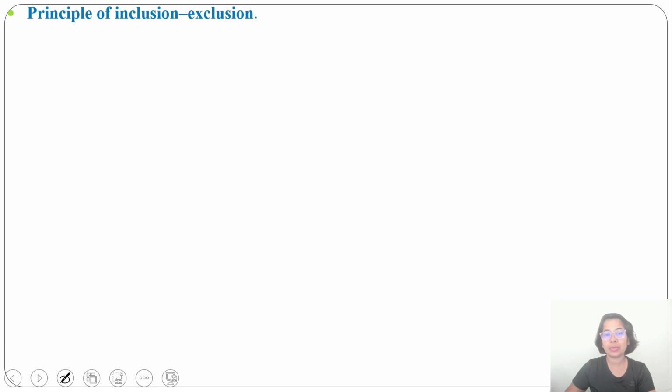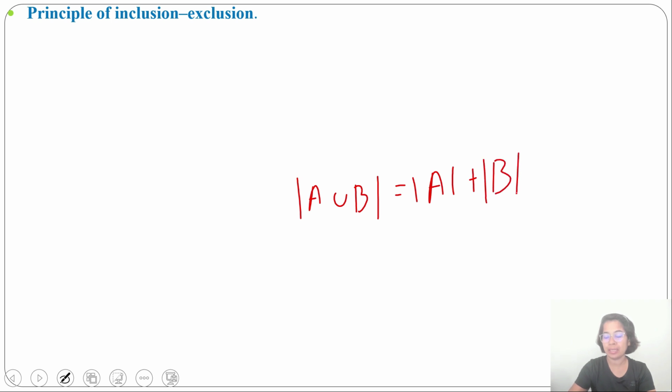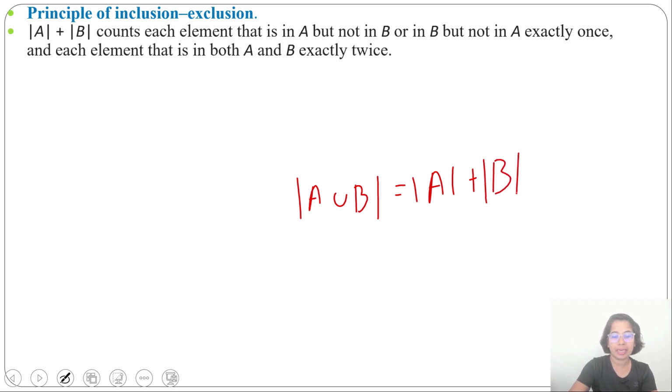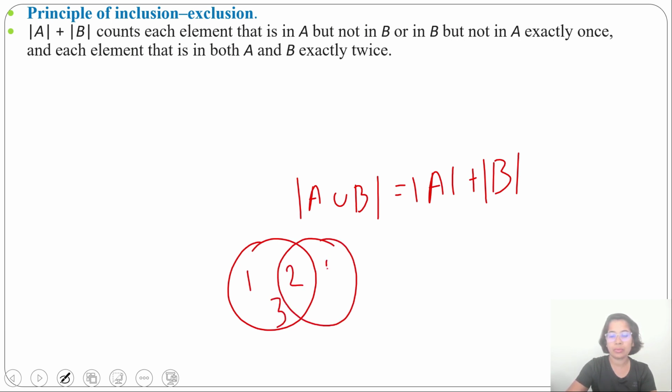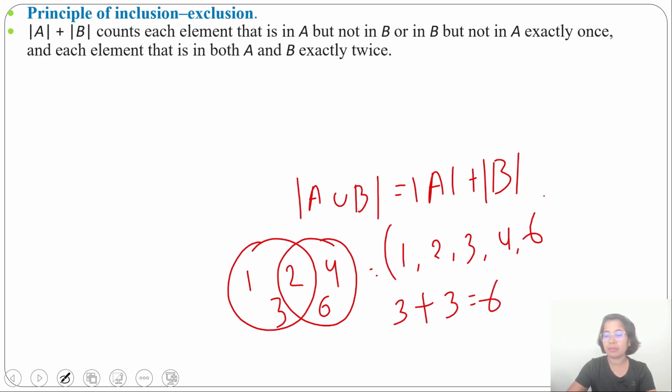Next, the principle of inclusion and exclusion. Now consider the cardinality of A ∪ B. Suppose we write the size of A ∪ B as the cardinality of A plus the cardinality of B. Let's take an example. Let A contain 1, 2, 3, and B contain 2, 4, 6. Now A ∪ B will contain 1, 2, 3, 4, 6. Now what is the cardinality of A? It is 3, and the cardinality of B is 3. 3 plus 3 will be 6. But A ∪ B contains 5 elements.